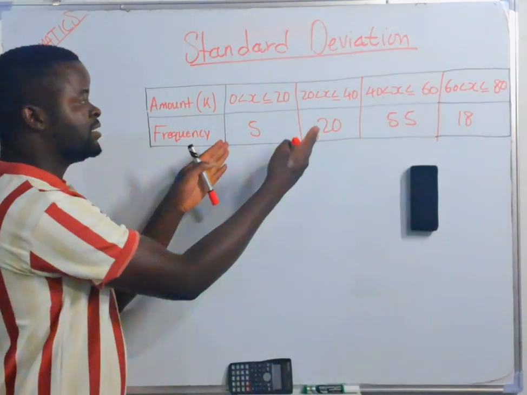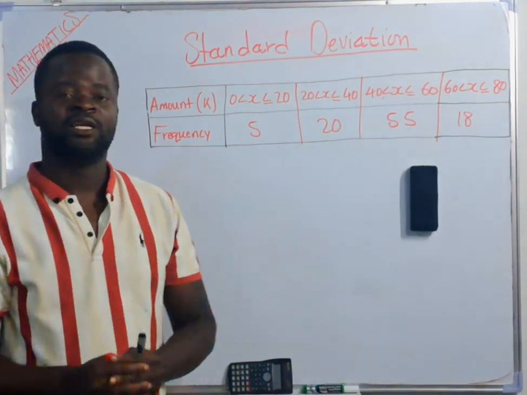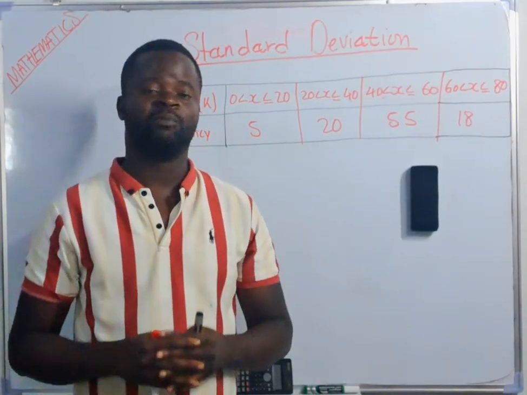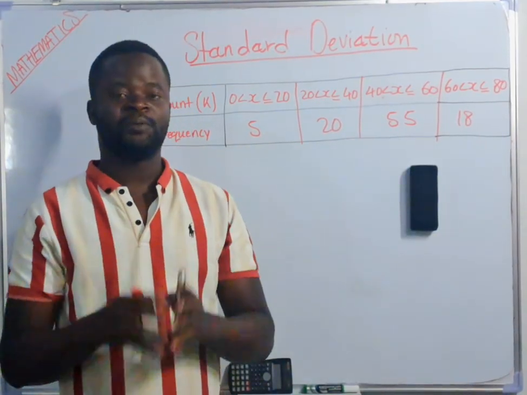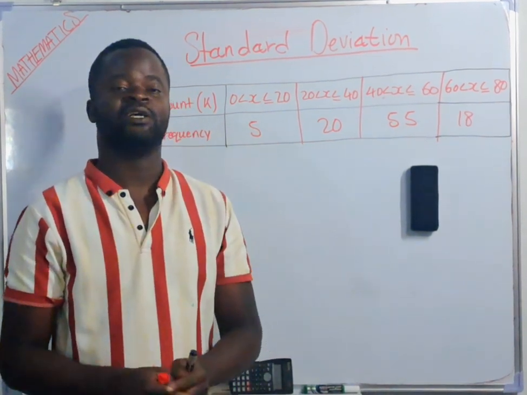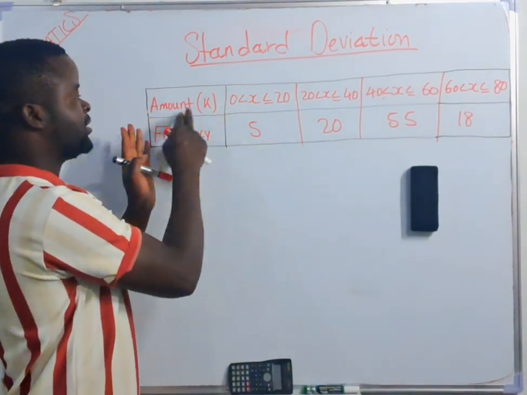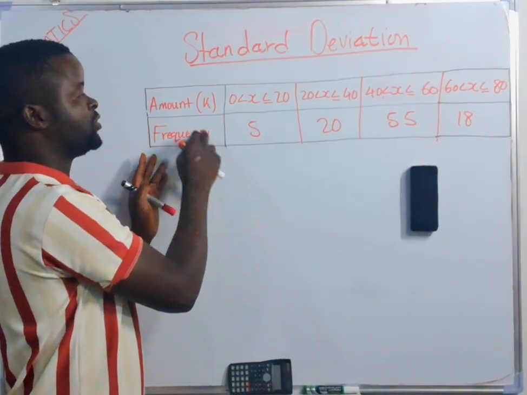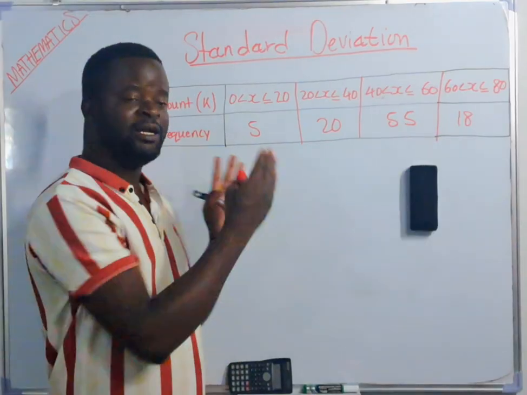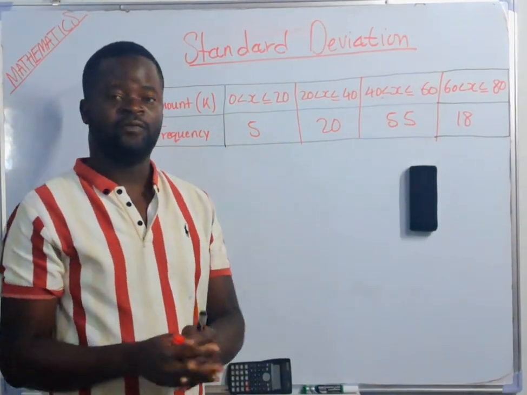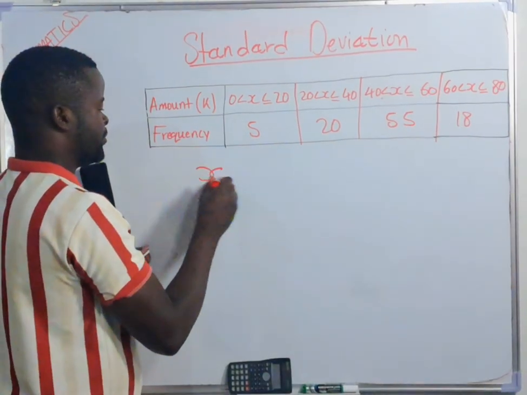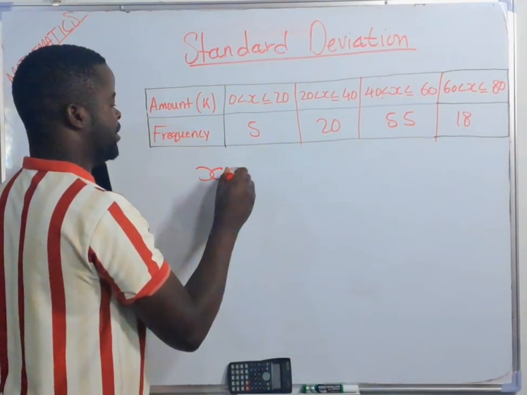Step number 1. This is a distribution table that you are presented with. Therefore, the first step that you need to take is to find the mid value of each and every amount. In this case, we've been given the amount and the frequency. So we are going to find the mid value of the amount that is on the distribution table.